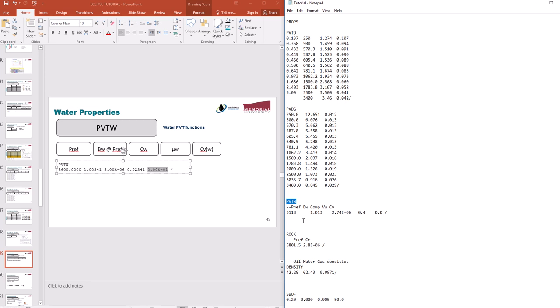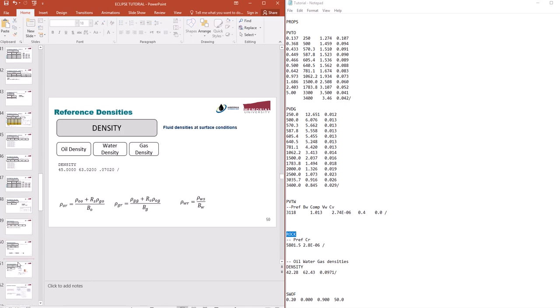Right now you need to tell Eclipse how my formation, or my pore volumes, are changing with pressure, because as you know, if for example we decrease the pressure, that pressure reduction will change the pore volumes that we have in the reservoir. So somehow we need to tell Eclipse how these pore volumes are changing. To do that, we are using rock.